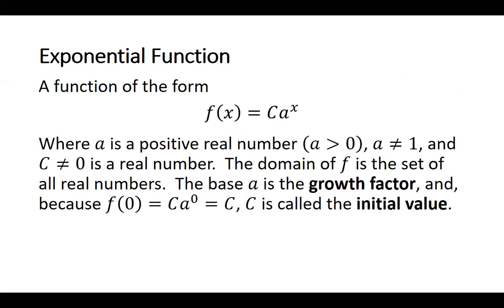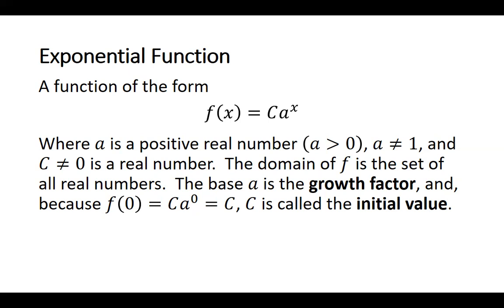Now, exponential functions. A function of the form f of x is equal to c times a to the x. So now notice that the x is in the exponent. That's what makes it an exponential function. Where a is a positive real number, where a is greater than 0, right? a is not equal to 1, because if a is equal to 1, 1 to any value is just 1, so that would be a constant function, so it's not an exponential function. And c is not equal to 0, and is a real number, which obviously if c is equal to 0, then you just have the 0 function, f of x is equal to 0. So those should be obvious.